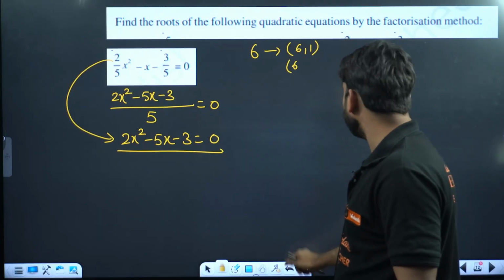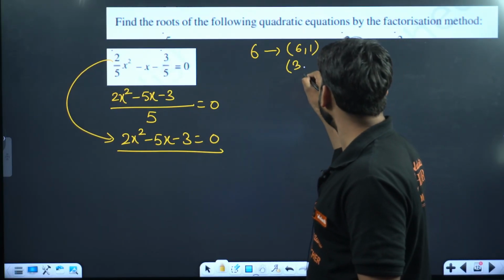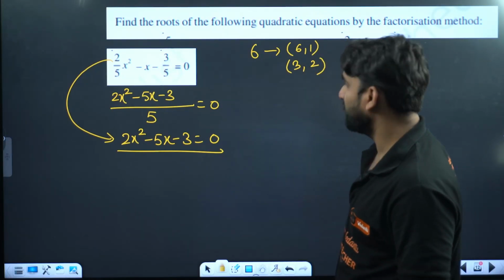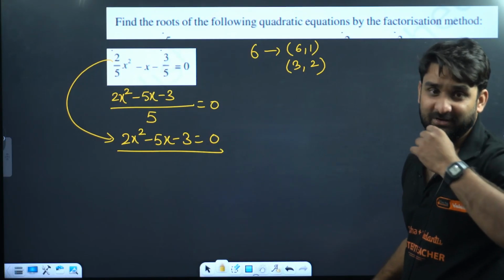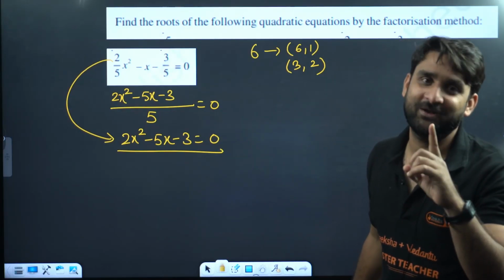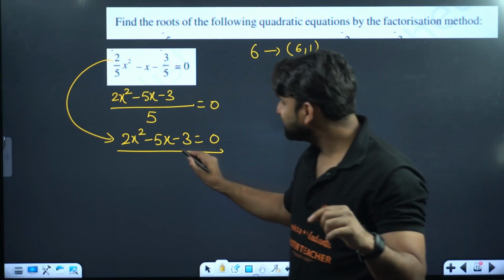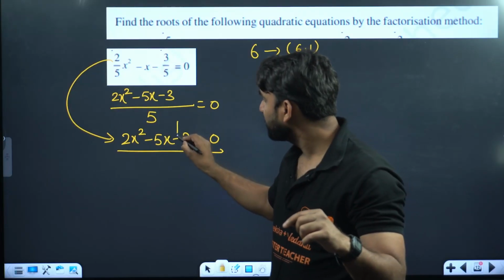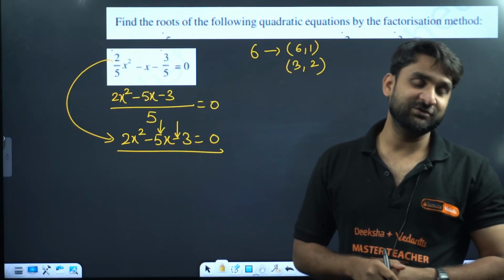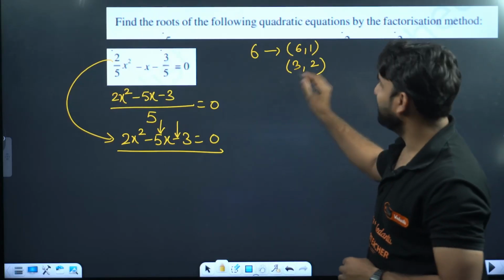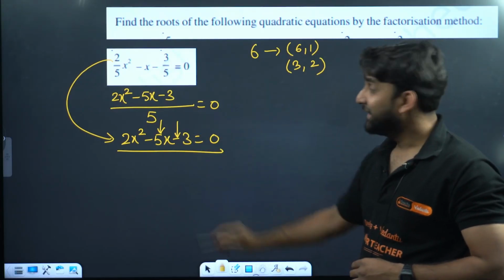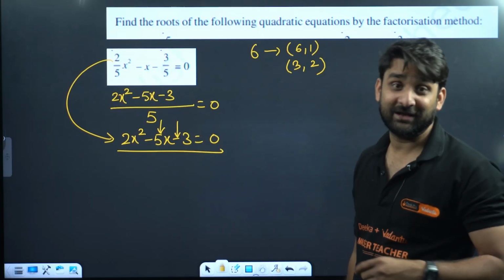6 comma 1 will be there, and 3 comma 2 will be there, and yes, only 2 possible pairs are there. But in these 2 pairs, any one will be your best friend. And how to decide? This sign and this middle value will decide which will be your friend. So the sign says that you have to subtract the values, and the middle value says that this is your targeted number.